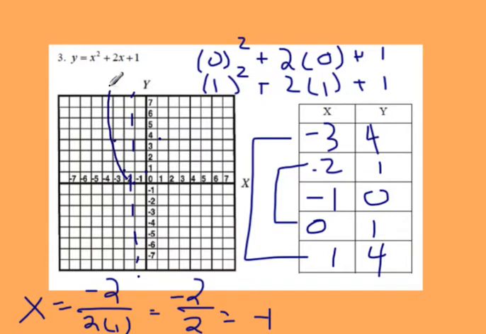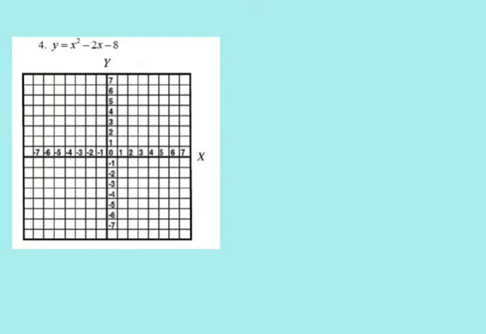So this guy right here is going to be our beautiful parabola. Again, it should always take a U shape or a frowny face. Okay, it should always be nice and rounded. So let's go ahead and take a look at number 4.